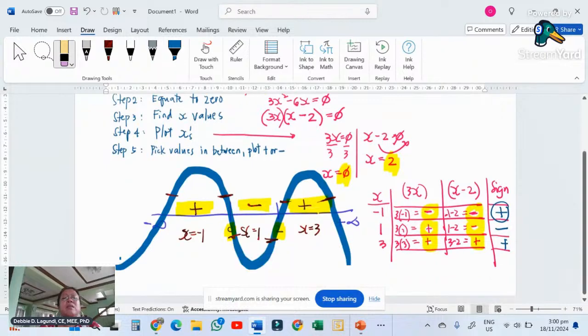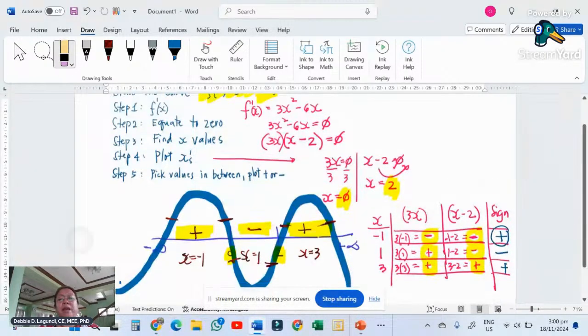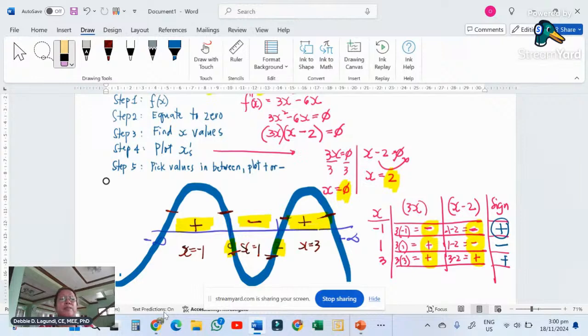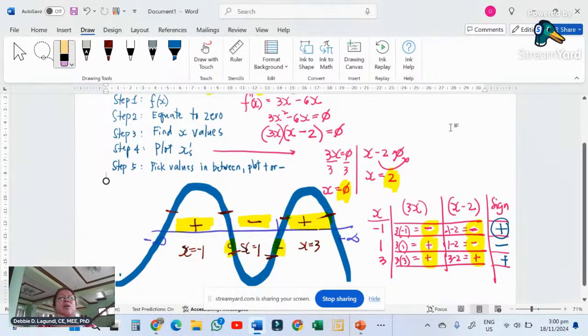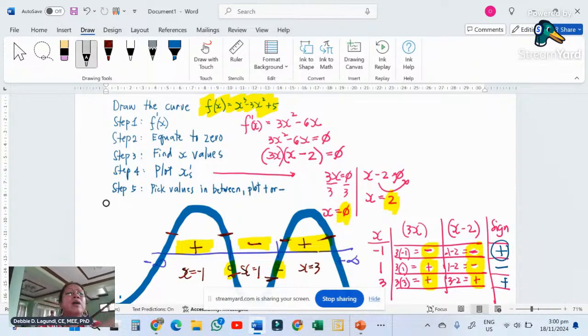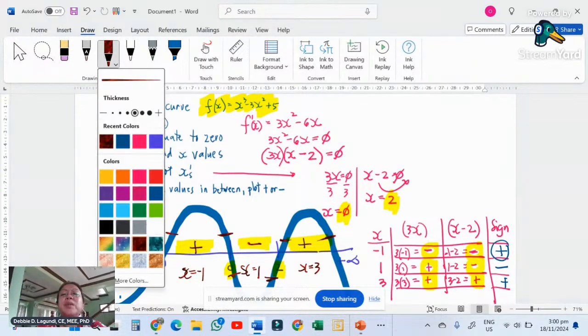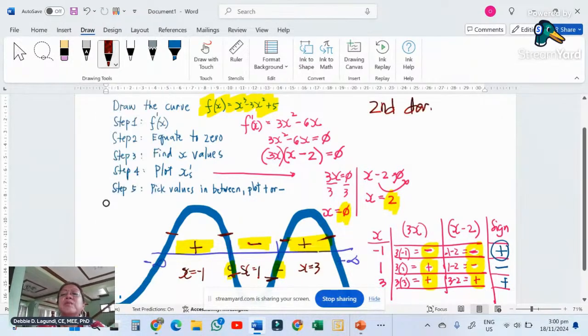All right, so that's what it is for critical points. Now if you want the inflection, you have to do the second derivative for inflection.